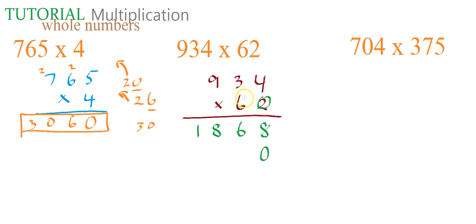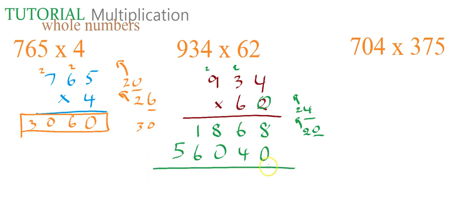And again, with the 6, we go 6 times 4, 6 times 3, 6 times 9. It's the same exact pattern. So 6 times 4 is 24. We keep the 4. The 2 goes over to the next one. 6 times 3, well, that's 18, plus 2 is 20. So we keep the 0. And the 2 we send over to the next place value. 6 times 9 is 54, plus 2 is 56.